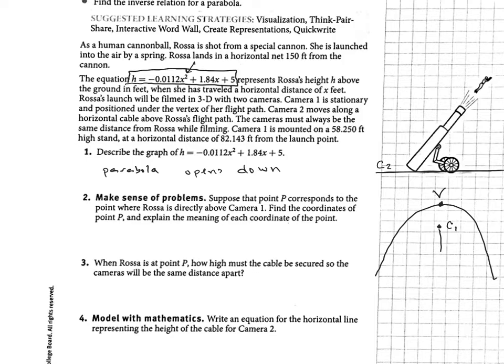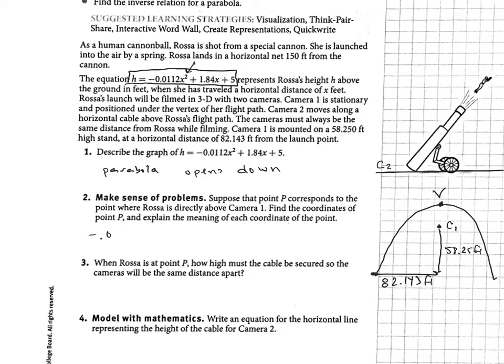So camera one is going to be 58.25 feet high and horizontally 82.143 feet from her launching point over here. Let's say that's over there to the left. I don't know why, but they switched the vertex to point P, and they're asking us to find the points of the vertex. This can be easily done since we know the x value of the vertex, since the vertex and camera one are directly underneath each other. You can just simply take that x value and plug it into the equation.